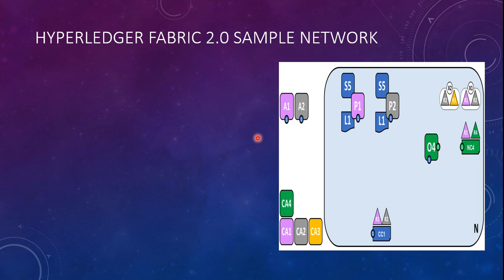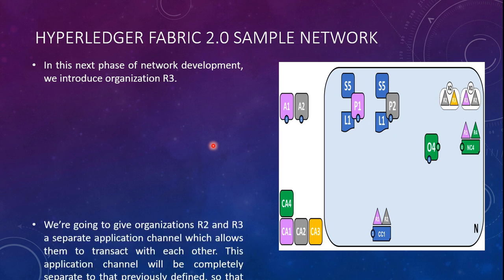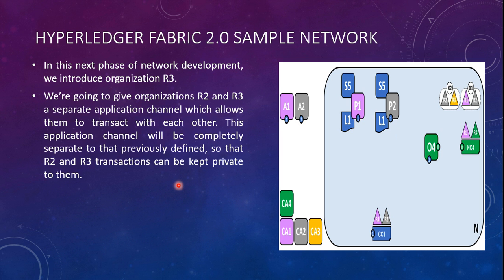So we are going to develop our sample network here further by an addition of an organization R3. We are going to give organizations R2 and R3 a separate application channel which allows them to transact with each other. This application channel will be completely separate to that previously defined, so that R2 and R3 transactions can be kept private to them.